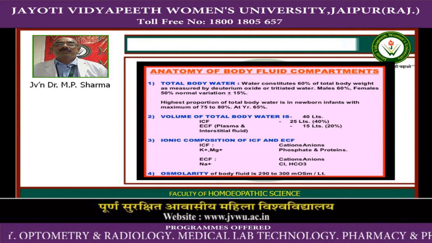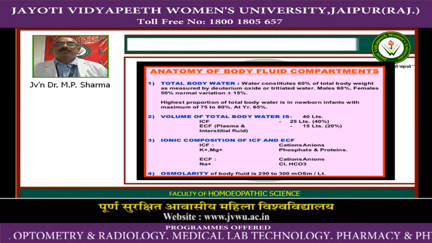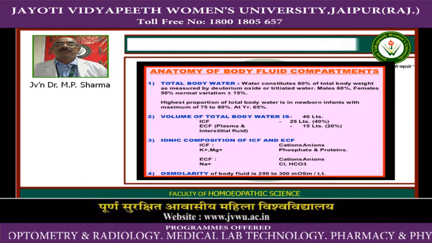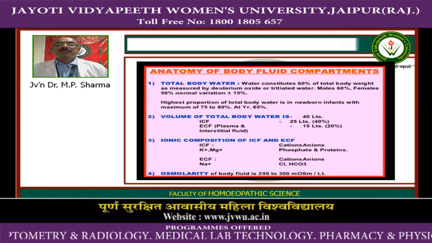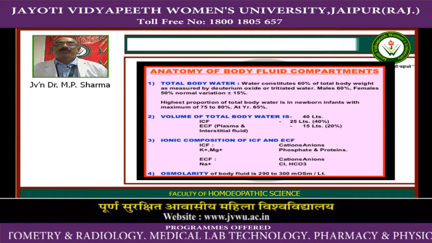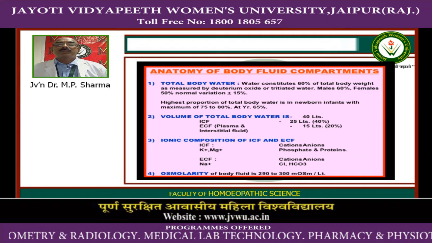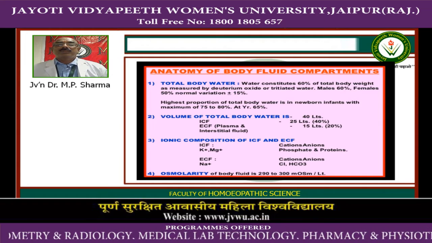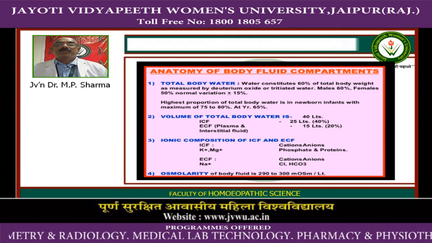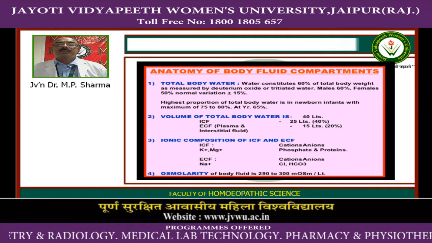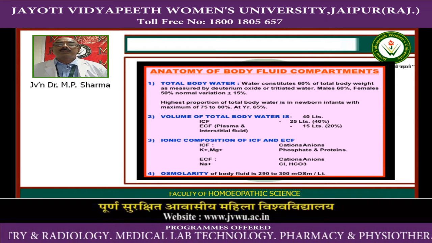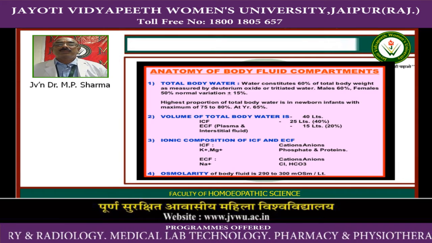Point 2, the volume of total body water is 40 liters. That means intracellular fluid is equal to 25 liters, or we can say 40%, whereas ECF, that is extracellular fluid, plasma and interstitial fluid, is 15 liters, that means 20%.